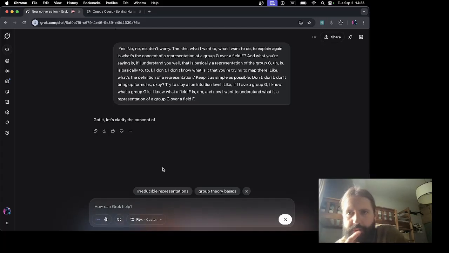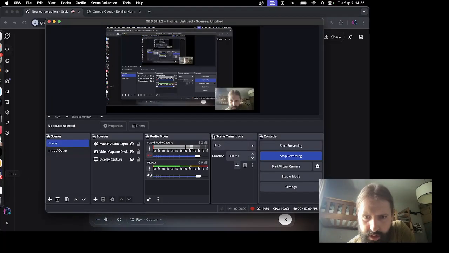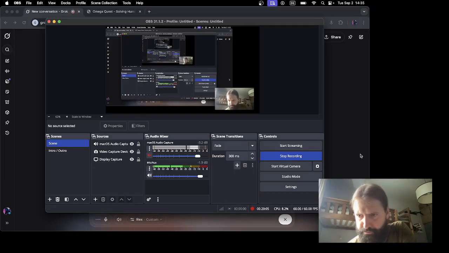Got it. Let's keep it super simple and intuitive. Imagine you have a group G, like a set of actions or transformations you can do, say, rotating a triangle or flipping a coin. A representation of G over a field F, like the real or complex numbers, is a way to turn those group actions into math you can do with vectors and matrices while keeping the group's rules intact.